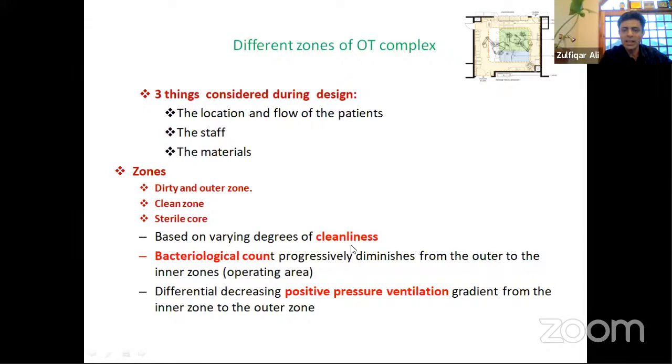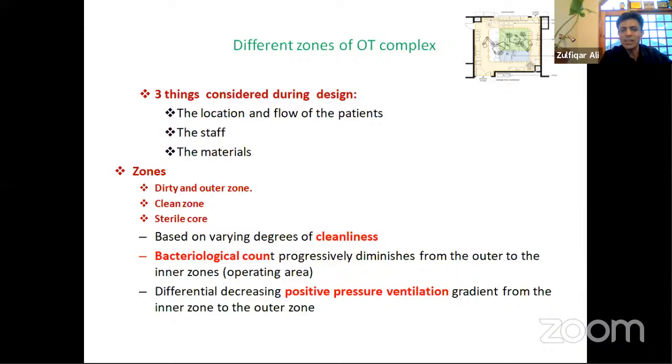Based on these, most of the theaters have three main zones. We have the dirty or the outer zone, as it's called, followed by the clean zone, and followed by the sterile zone. Now, how are these three zones classified? They are classified mainly on three parameters.